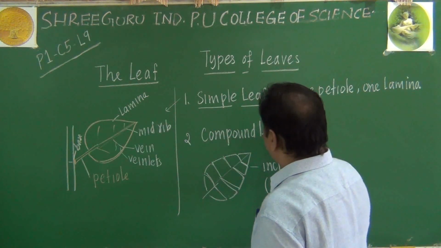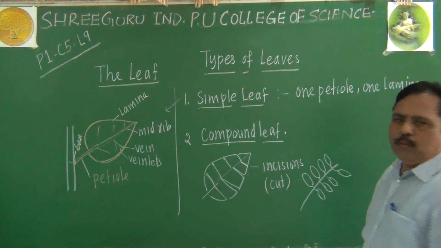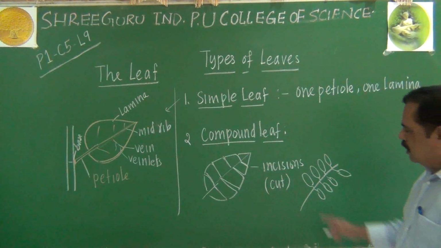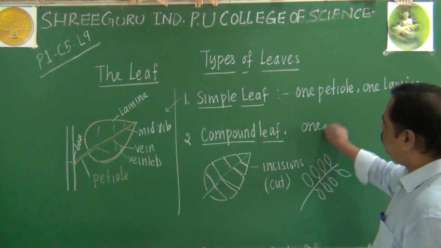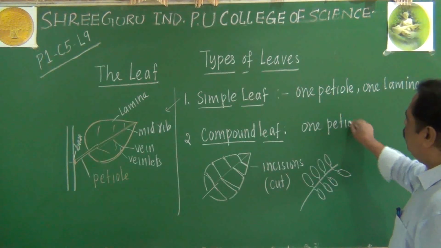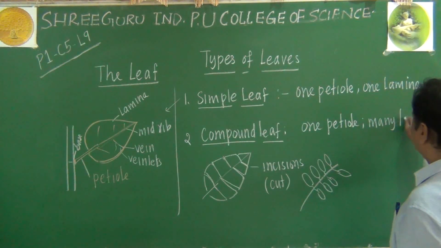Simple leaf, compound leaf. A simple leaf has one petiole and one lamina. But a compound leaf has one petiole, and many lamina are present.